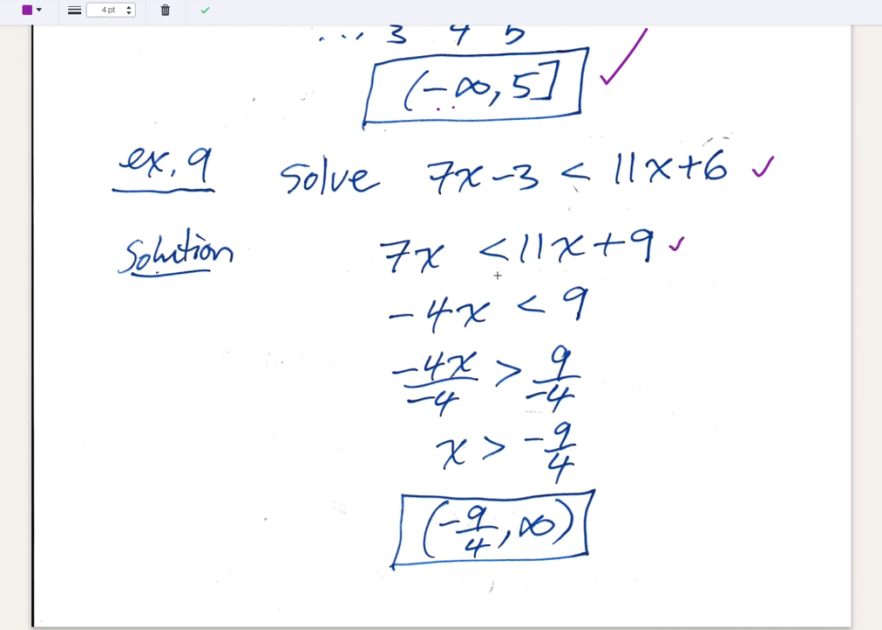I could just say less than rather than strictly less than. That's just emphasis here. So 7x is less than 11x plus 9.